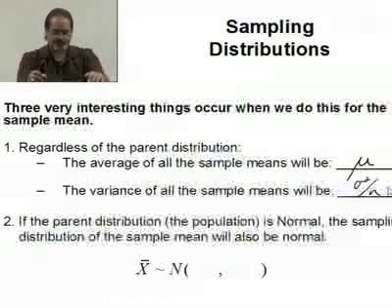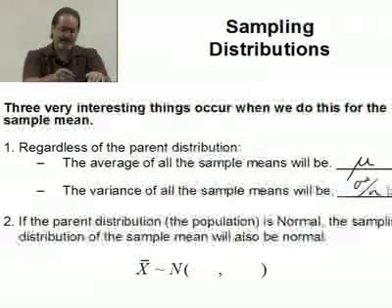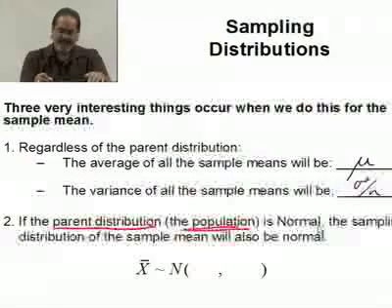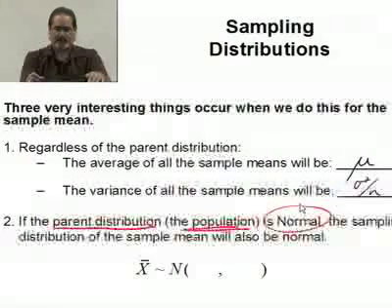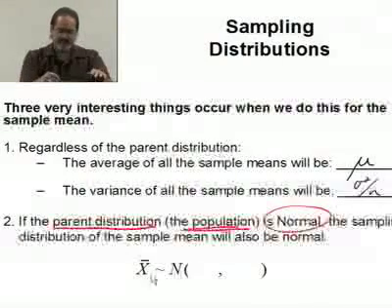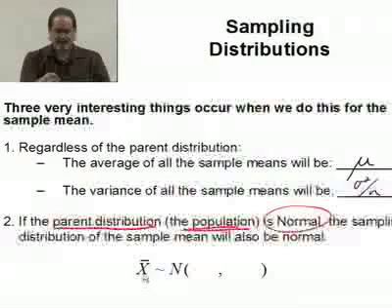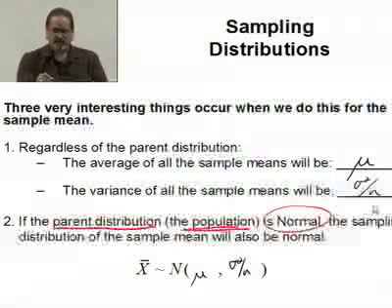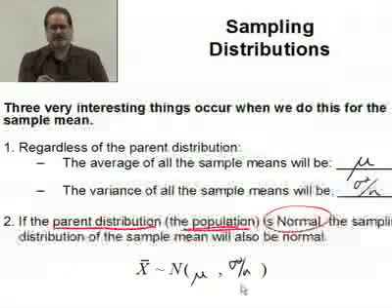Now, if we add to that, if we know that the parent distribution, if we know the population actually happens to be normal, then we can say, gosh, the average is x bar. The distribution of x bars will also be normal, and the parameters will be, yeah, you guessed it, mu and sigma squared over n. So now, with this, we could actually start calculating probabilities regarding sample averages.